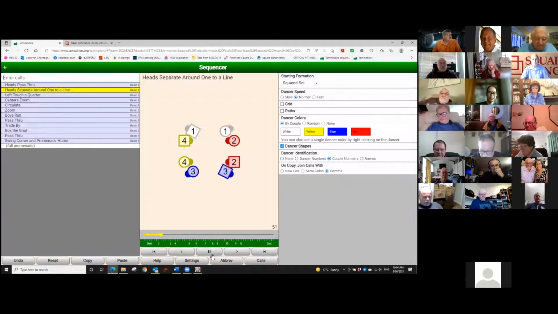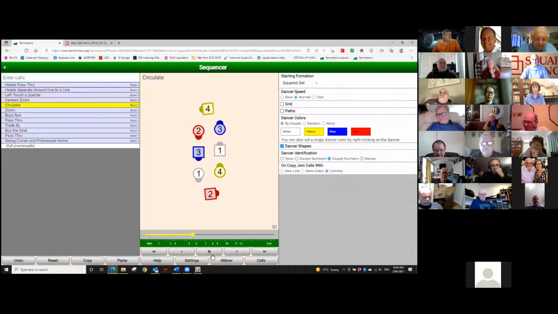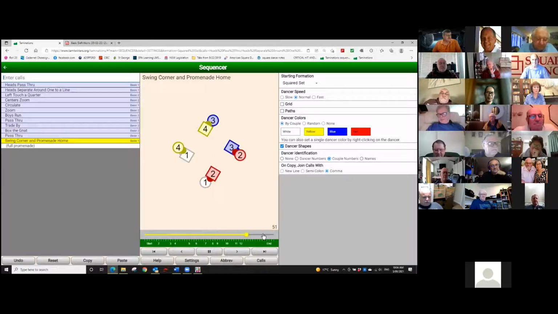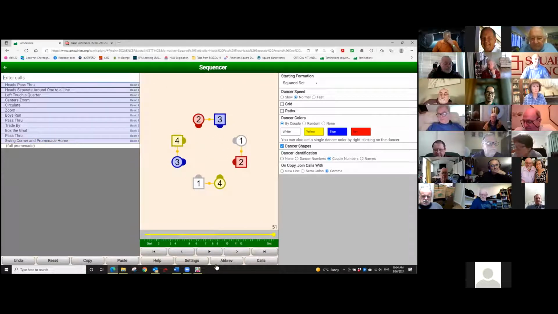Heads pass through, separate around one to a line, followed by a left touch a quarter, centers zoom, that's the only time that is actually a correct call, followed by a circulate, a zoom, boys run, pass through, trade by, box the gnat, pass through, and swing your corner and promenade. And it's actually a full promenade. This was done at one of the European conventions. The floor had absolutely no problem with this.